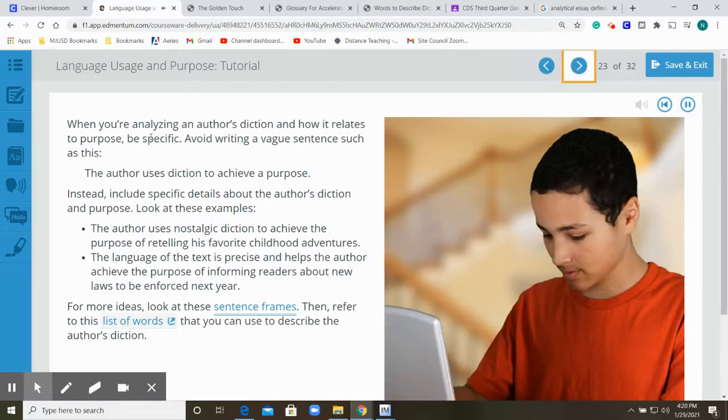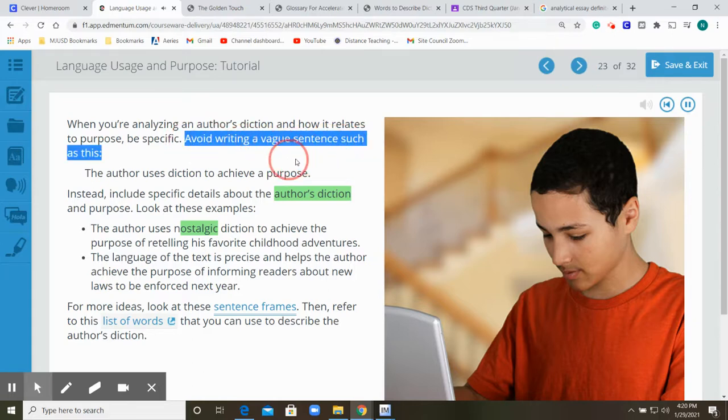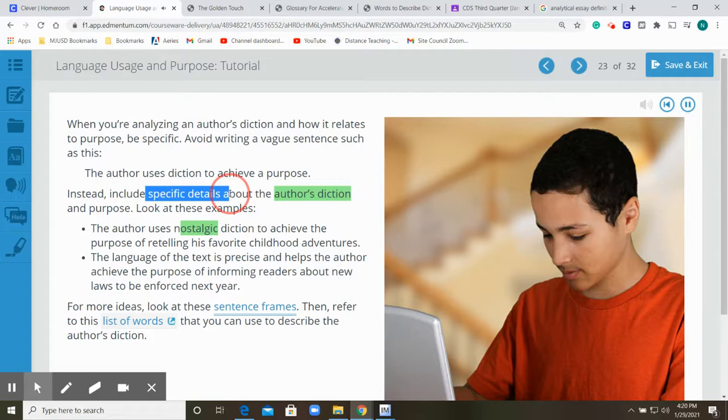When you're analyzing an author's diction and how it relates to purpose, be specific. Avoid writing a vague sentence such as this: "The author uses diction to achieve a purpose." Instead, include specific details about the author's diction and purpose. Look at these examples. The author uses nostalgic diction to achieve the purpose of retelling his favorite childhood adventures. The language of the text is precise and helps the author achieve the purpose of informing readers about new laws to be enforced next year.